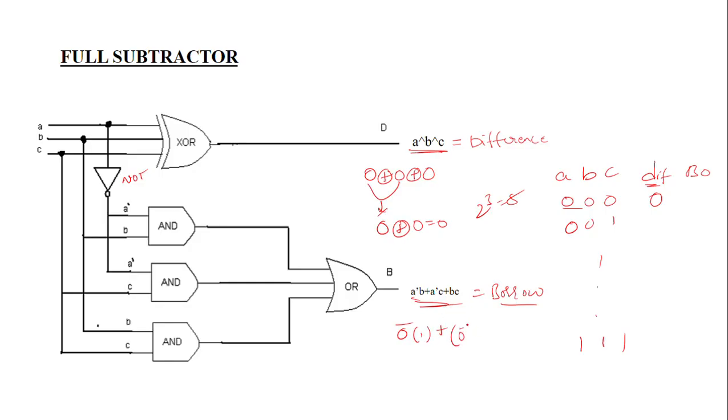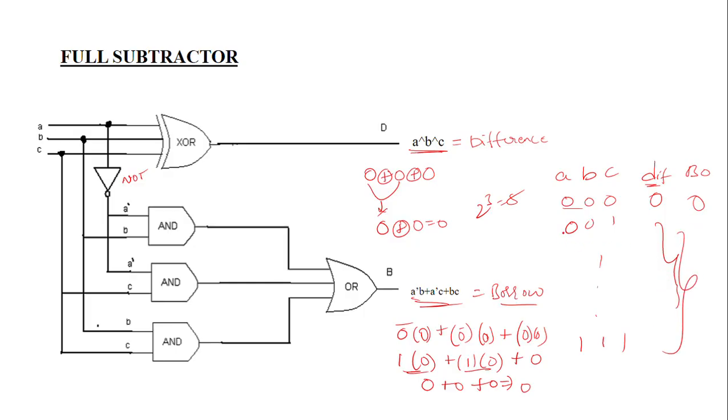For borrow, we substitute here: A bar means 0 bar, B is 0, plus 0 bar and C is 0, plus B is 0, C is 0. So 0 bar is 1; 1 AND 0 gives 0, 1 AND 0 gives 0, and 0 AND 0 gives 0. So the whole borrow will be 0. Like that we can calculate all the different combinations and find the truth table first. Then after you get the simulation, you can cross-check whether what you have done is correct or wrong.